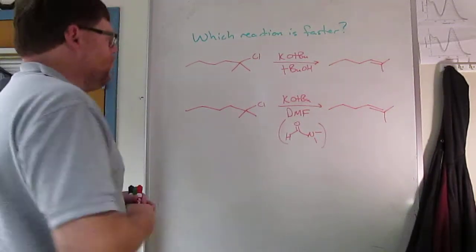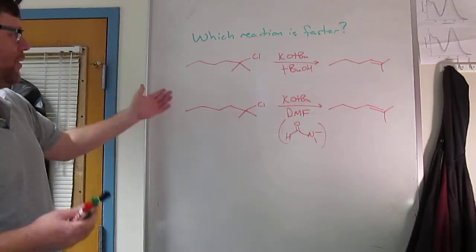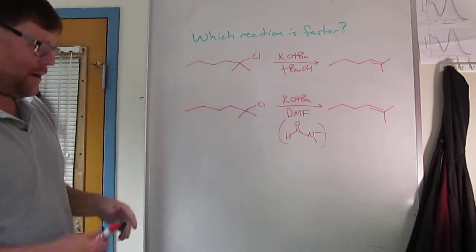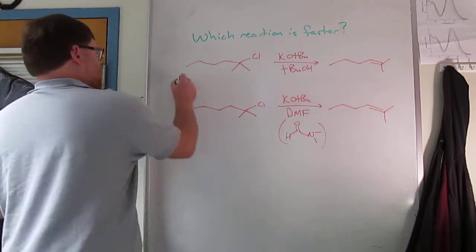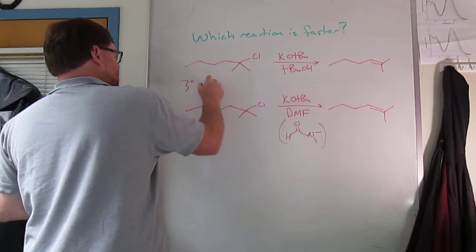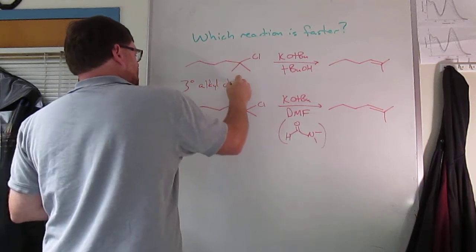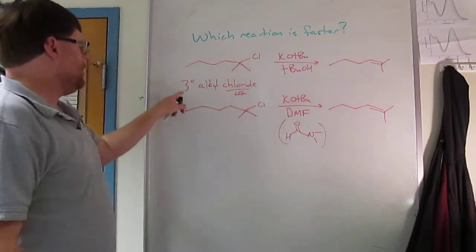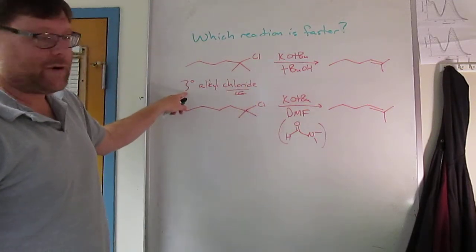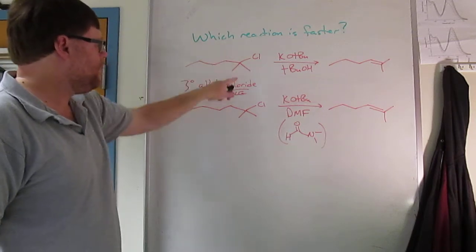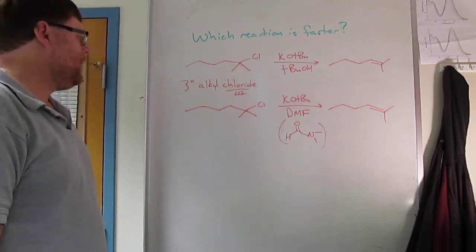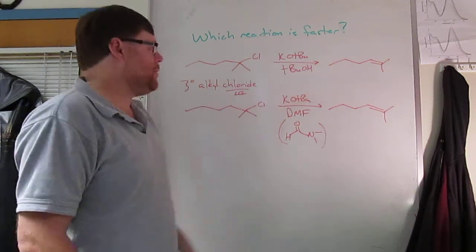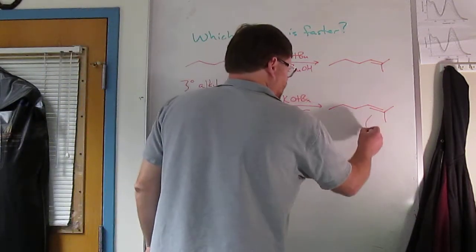All right, number 4, which reaction's faster? So again, we have an alkyl chloride, a tertiary alkyl chloride, same reactant. Tertiary alkyl chloride, so the leaving group will be chloride. The carbon the leaving group is bonded to is tertiary. It's bonded to 3 other carbons, right? That guy right there. We're losing a leaving group and we're making an alkene. So this is an elimination reaction.